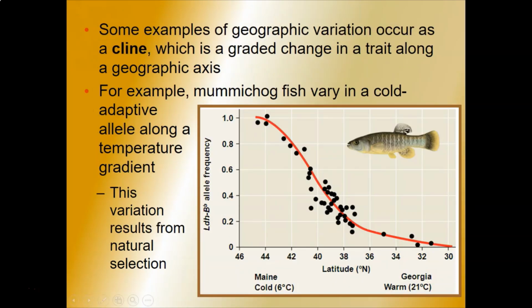Okay, some examples of geographic variation occur as a cline, a graded change in a trait along a geographic axis. So with this mummichog minnow here, you can see an allele along a temperature gradient, right? It's a cold-adaptive allele. As you can see, the allele frequency goes up if you live in a colder climate, or colder area. Whereas if you live over here where it's warm, well, you don't have as high a frequency. Okay, makes sense.